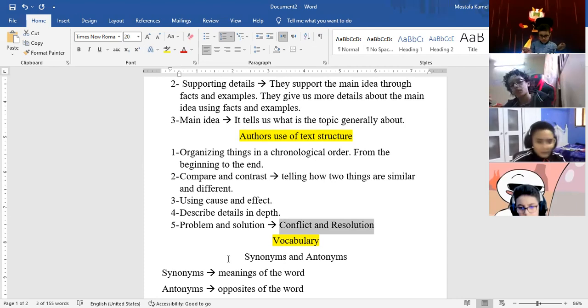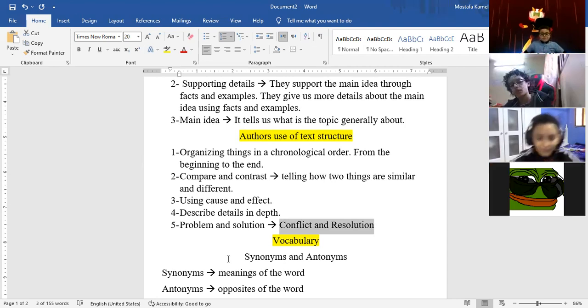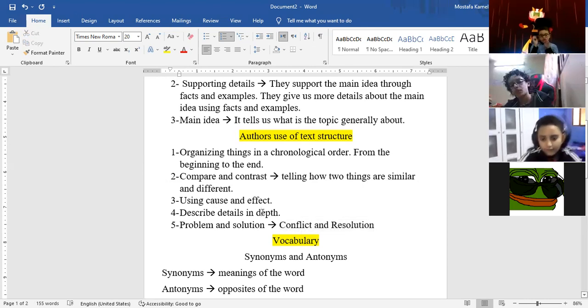Number 5 is mostly used in movies. There's a problem and the hero tries to solve it, so he ends up making another problem, so he tries to solve it and so on. Describe details in depth means that he describes them very much. He gets into the topic very much, not just all the things that we know.